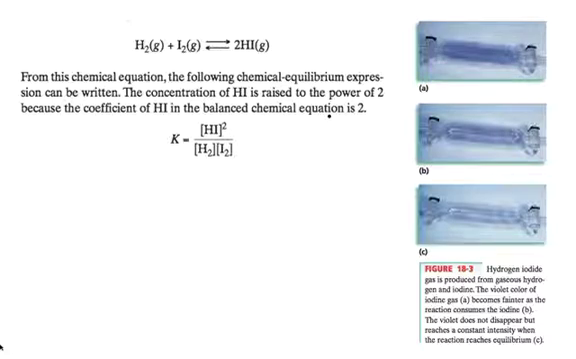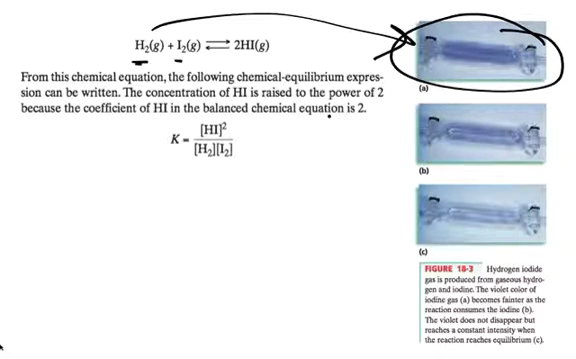So here's another example, or a real example of writing an equilibrium constant. So hydrogen and iodine, and here's the example of it. Hydrogen and iodine are mixed in this cylinder here.